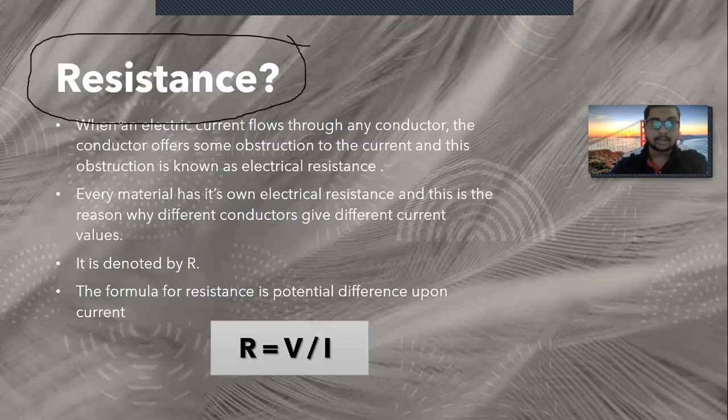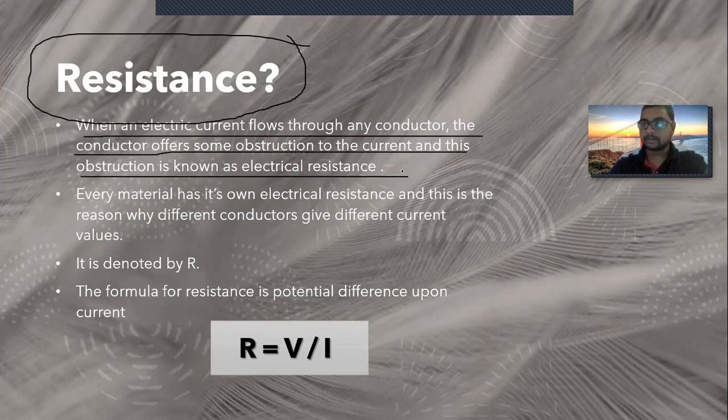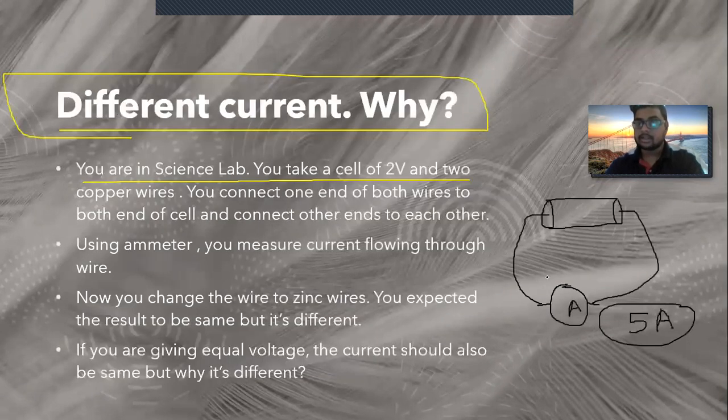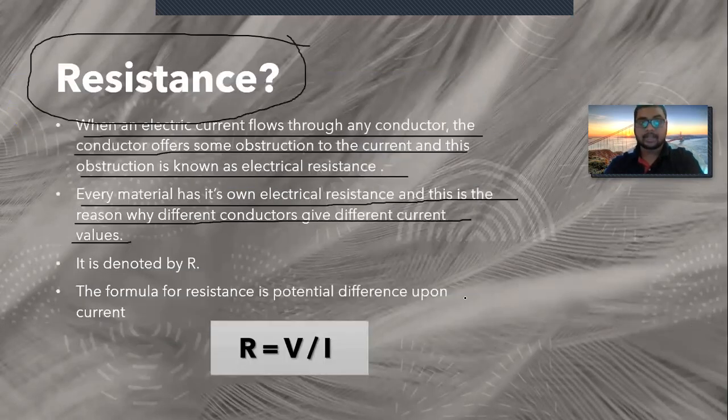It's resistance. When an electric current flows through any conductor, the conductor offers some obstruction to this current, and that obstruction is called electrical resistance. Okay. Every material has its own electrical resistance, and this is the reason why different conductors give different current values. That is the reason behind this. Okay, so zinc and copper both have different resistances, and that is why they give different values of current.